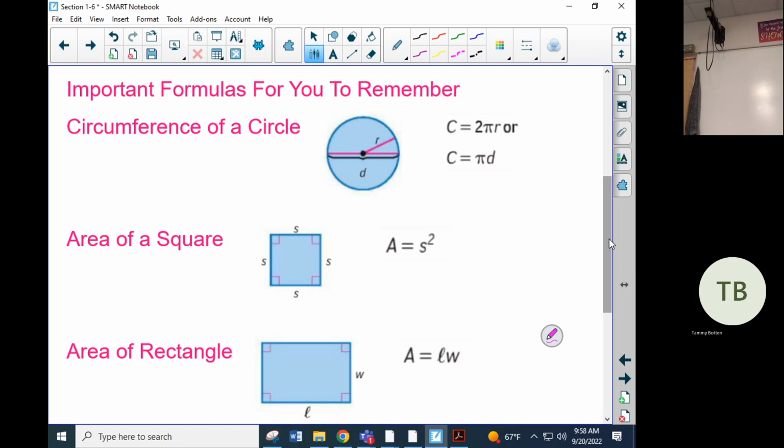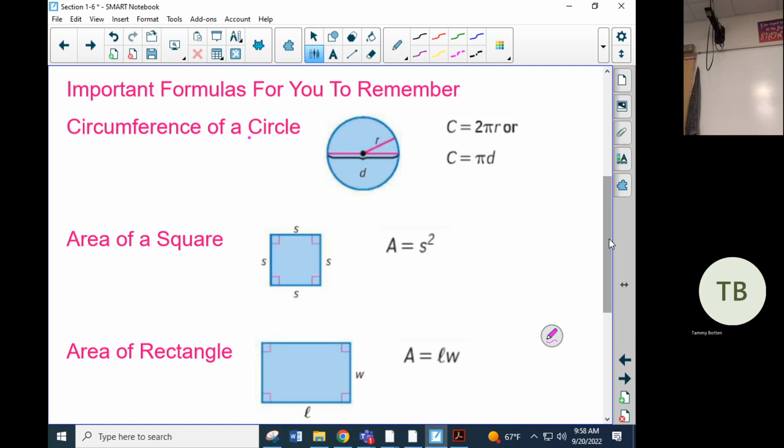So here are formulas that we're going to use on the next page. One of the things they're going to ask you to do today is find the circumference of a circle. That is the distance around, and it's either 2 pi times the radius or pi times the diameter. And when we do that in this class, we never use 3.14 for pi. We actually use the pi on our calculator. I'll show you that when we get there.